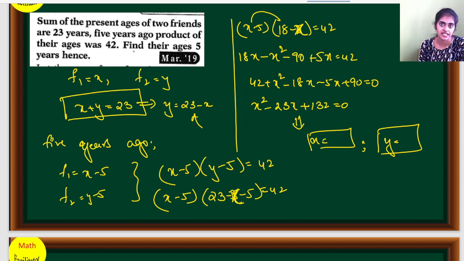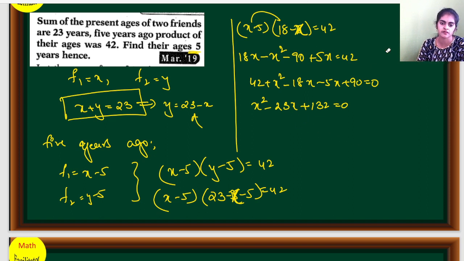And this is not the final answer. X and Y is not the final answer. You have to find their ages after 5 years. 5 years hence means after 5 years you have to find the ages. So here we want the ages 5 years later. So shall I solve it further for you? This one question I'll solve further, because X and Y is not the final value you need.